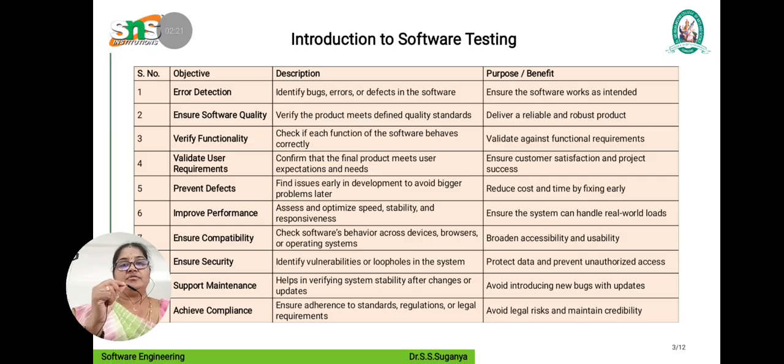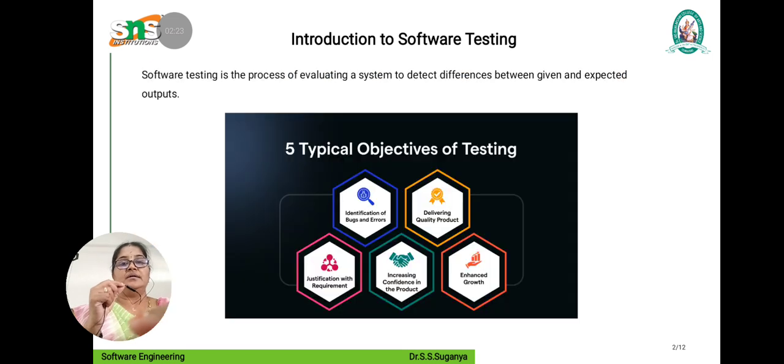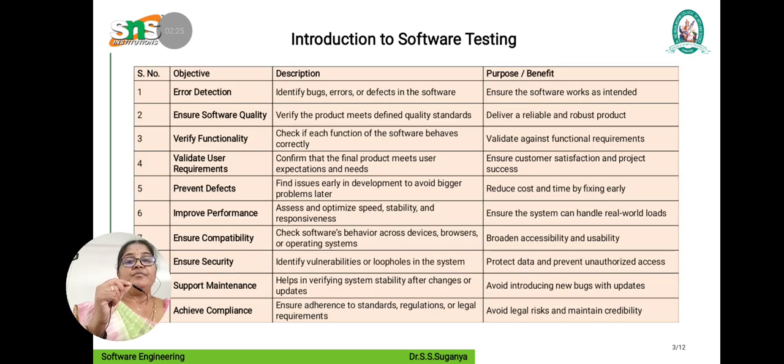Next we are going to see about manual testing, automation testing, etc. But before that, let's see the key objectives of software testing. The main key objective of software testing is error detection, and we have to ensure the software quality. What is the purpose of these key objectives? Mainly, errors are detected in order to identify the bugs or defects in the software, mainly to ensure whether the software works as intended or not.